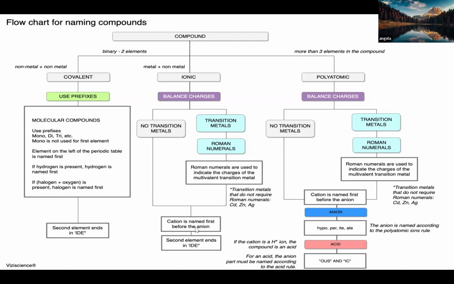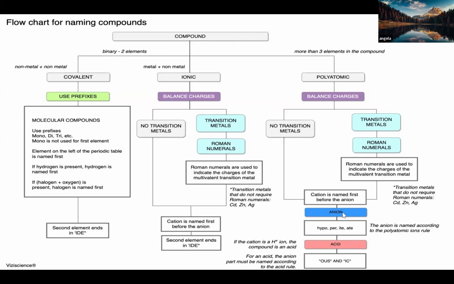And then you'll come down again and you'll give it the name and "ide." And then our wonderful polyatomic ions. You're going to balance the charges again, and then you're going to figure out, is it a transition, or is it non-transition? And again, transition, you use the Roman numerals, and then you go on and you do your cation. And then the cation is named first before the anion.